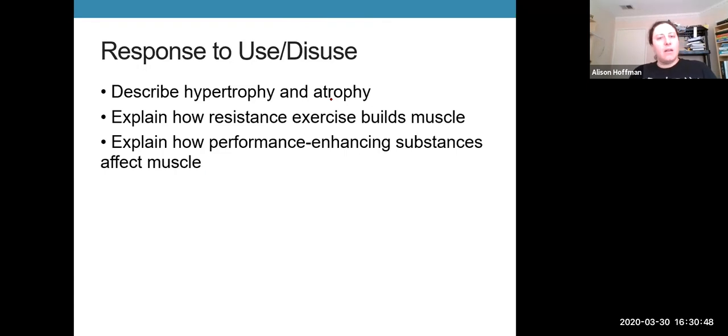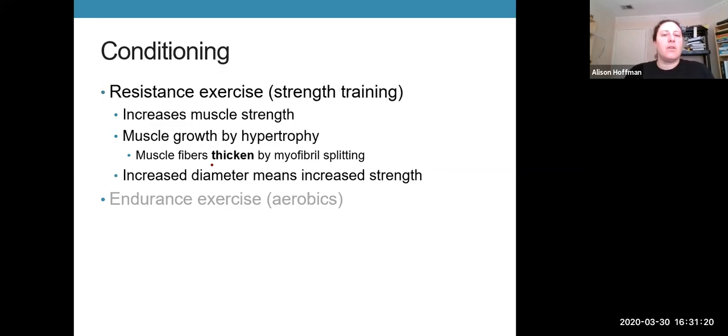So the last thing we want to cover for this chapter is how using muscle or not using muscle affects muscle mass. We're going to talk about terminology, so hypertrophy, atrophy, and how we can build muscle. I did not actually put anything about performance enhancing substances in there, but it's in the book if you're curious.